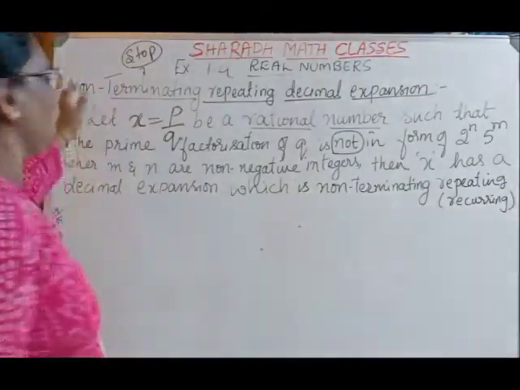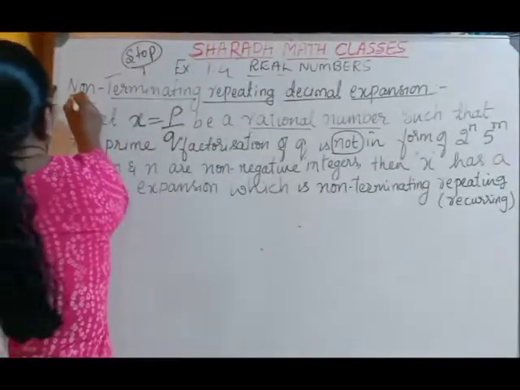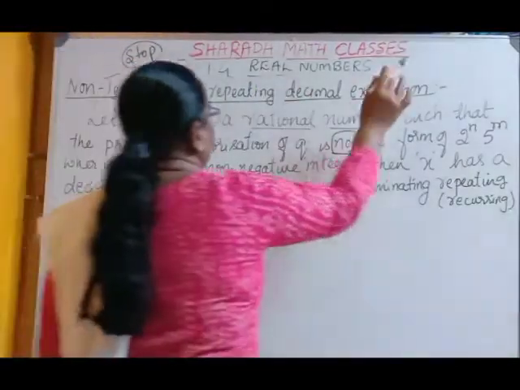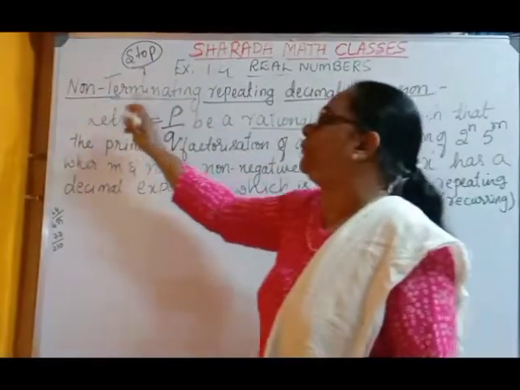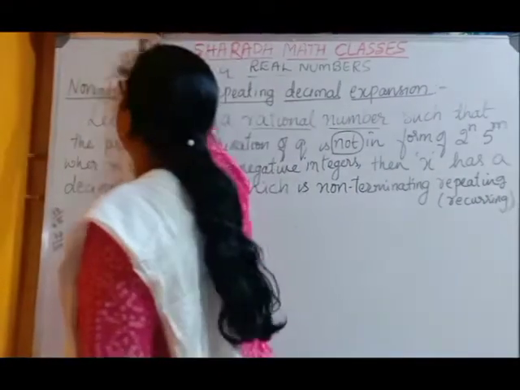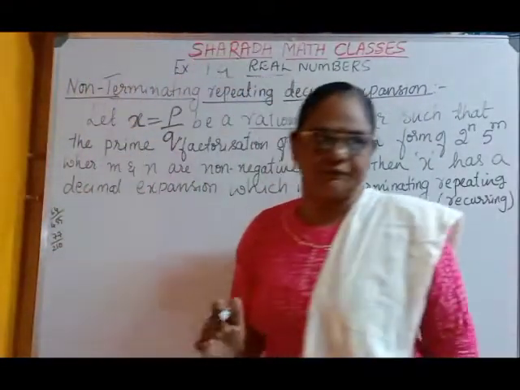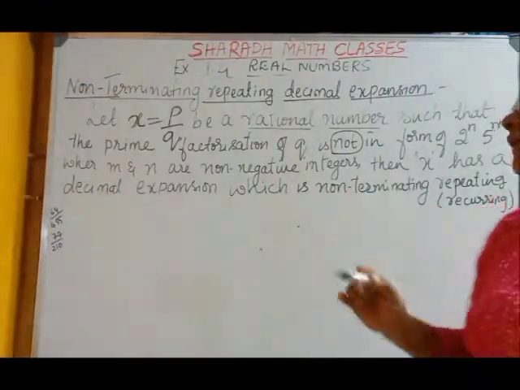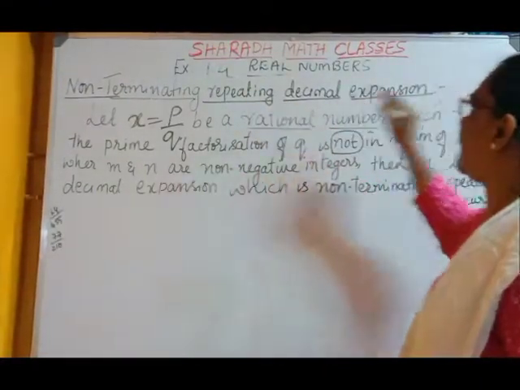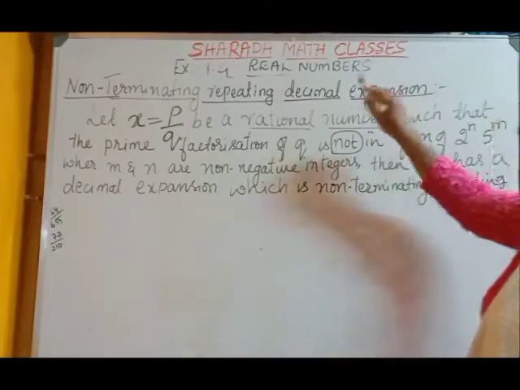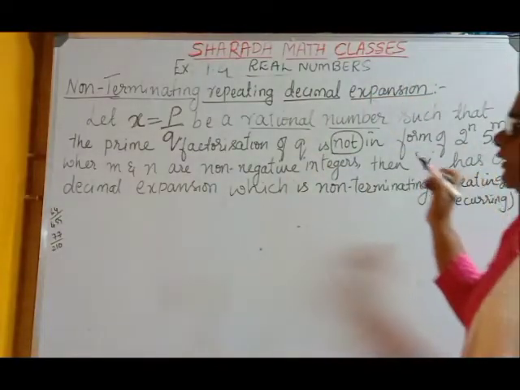Next, what is the meaning of non-terminating repeating decimal expansion? Non-terminating means the division will not stop. It will keep recurring or reoccurring. So, non-terminating repeating decimal expansion. Next problem.